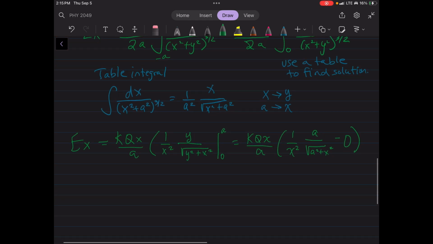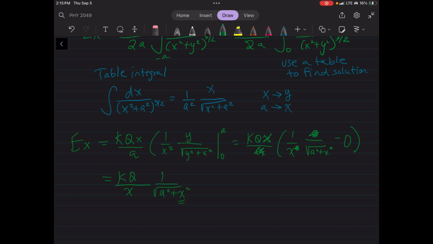Because I'm plugging in y equals 0, which is in the numerator, and therefore makes that second term 0. So now if I combine all my terms together, I have a cancellation of x, I have a cancellation of a, and what I end up with is kq over x times 1 over the square root of a squared plus x squared. So that is the x component of the electric field, a distance x away from the origin on the x-axis.